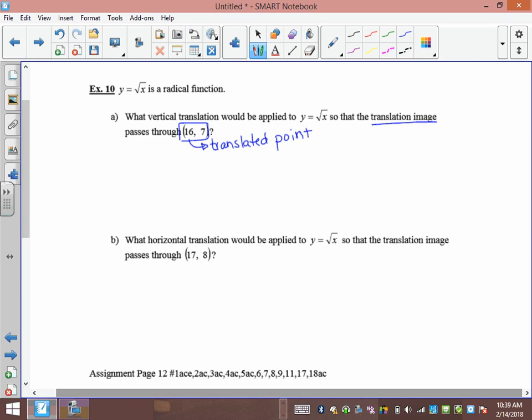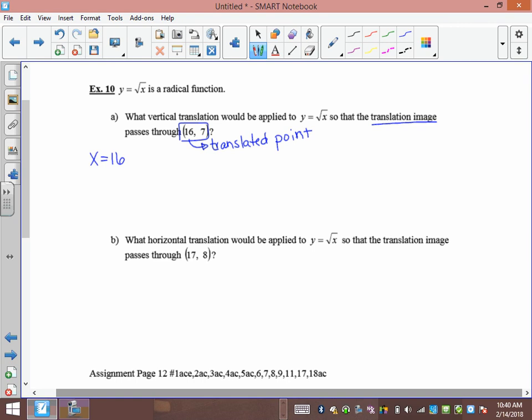Now, we can only do these questions because they're only giving us translations. If they gave us stretches and stuff like that, we wouldn't be able to do this. They can only give us vertical, or they can only give us horizontal. They can't give us both without giving us a point. Why is that? In this case, only the vertical changed, right? So what stayed the same? X. So I know x equals 16 in both cases, correct?